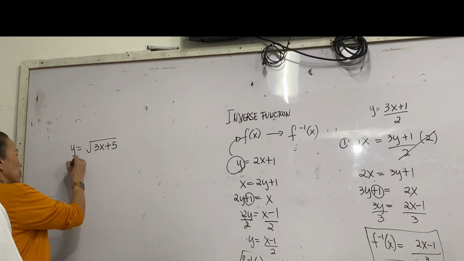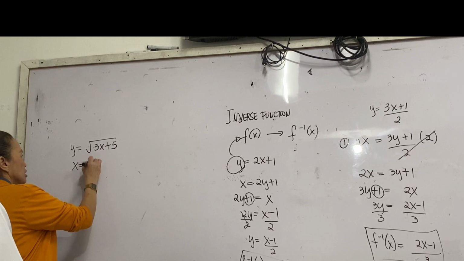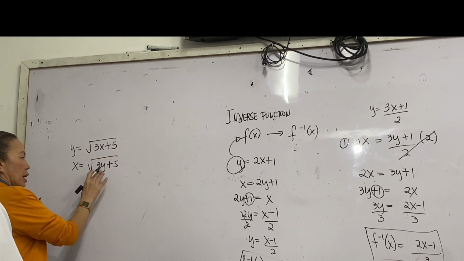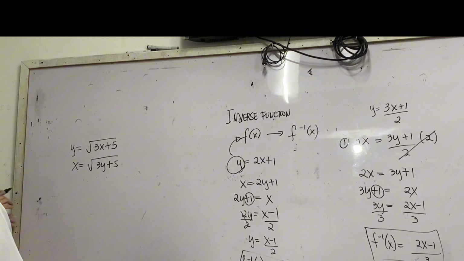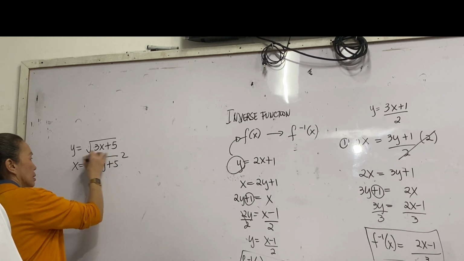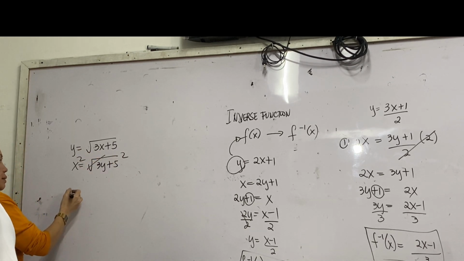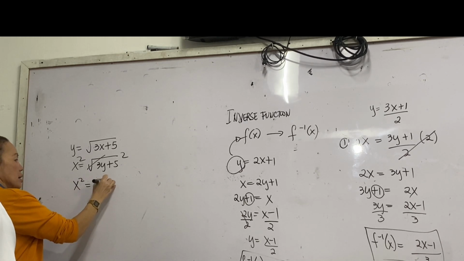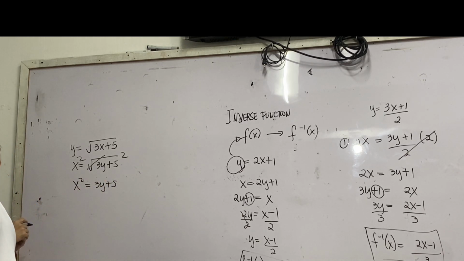So we have x is square root of 3y plus 5. Andito yung y sa loob. Paano daw matatanggal sa radical side? Both sides square. So square both sides. Ayan po. Para maging x squared is equal to 3y plus 5. Nasusundan po ba?